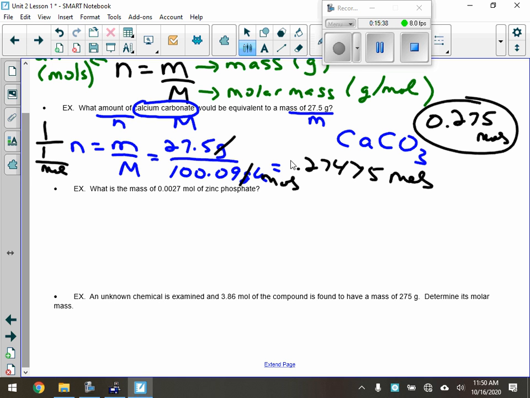Let's look at the next one. What is the mass? What variable am I looking for?